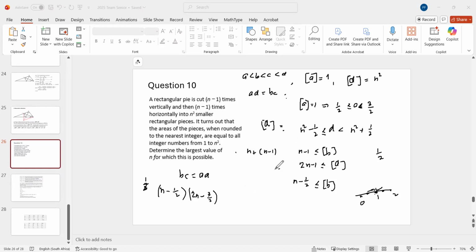And when you go down, I should have written that the C is less than or equal to, oh, this is C, man. Okay. So this C. So you got 2n minus 3 over 2. And this is going to be less than or equal to AD. A is less than 3 over 2. And D is less than n squared plus half.